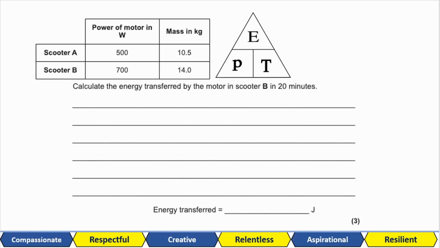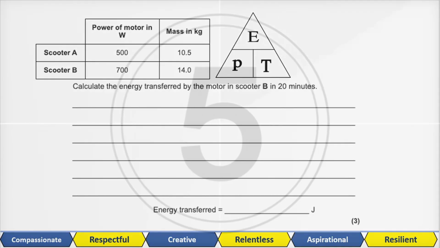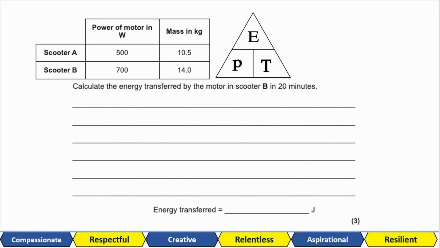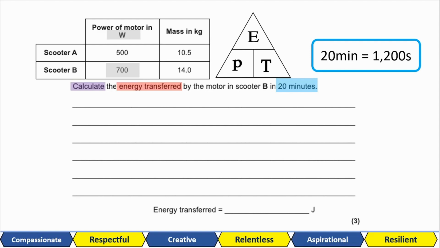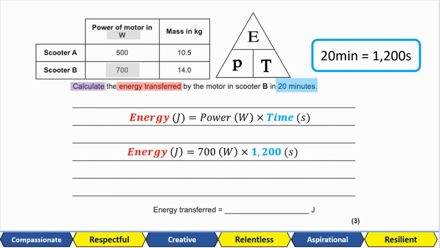This next question will require you to rearrange the equation. The table gives you information on 2 scooters, A and B, and you have the power and the mass of both. The question asks you to calculate the energy transferred by the motor in scooter B in 20 minutes. First, you should convert the minutes into seconds, then rearrange the equation, and that will give us energy equals power times time.